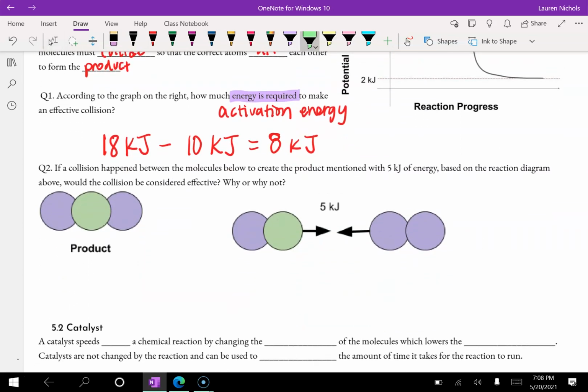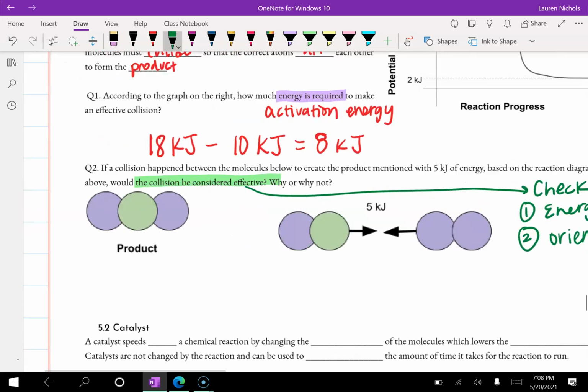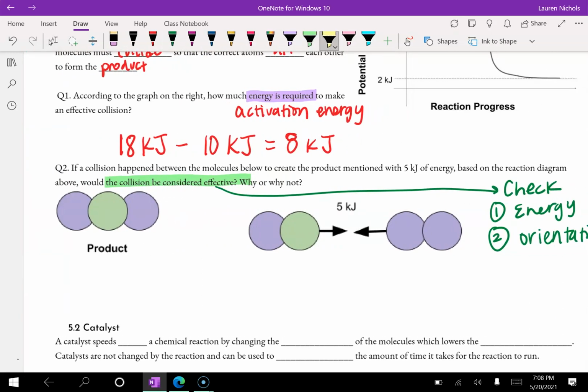Why or why not? When you're deciding if a collision will be effective, you have to check 2 things. One thing that I saw in your Unit 5 test is a lot of people only looked at activation energy. You have to check your energy and whether or not it's enough, and you have to check your orientation. So let's check our energy. They're telling us that they collide with 5 kilojoules of energy. Well, our activation energy is 8. So if I show up to the store with only $5 and the thing I want to buy is $8, this will not work. So this collision won't happen. That is not enough.